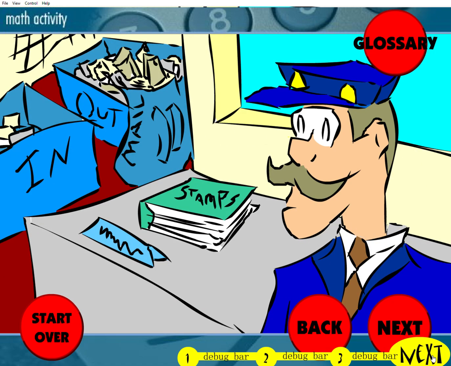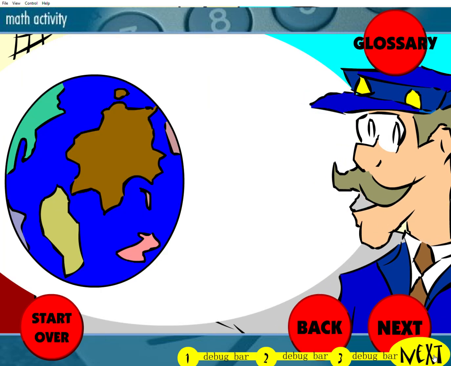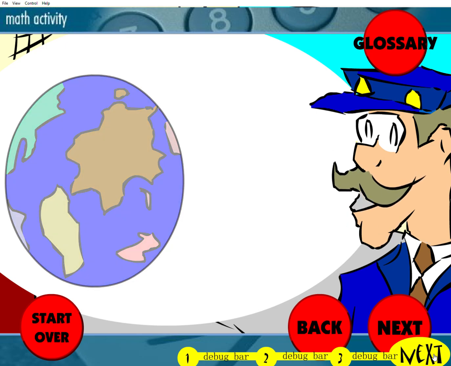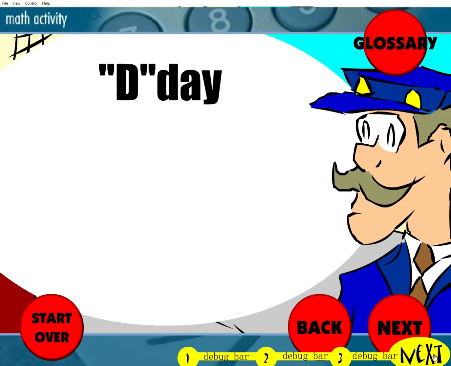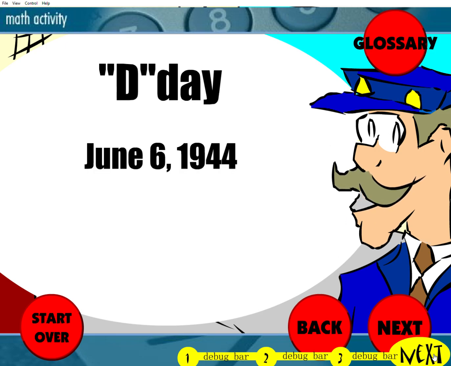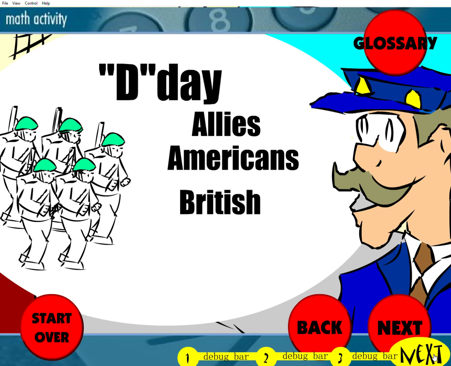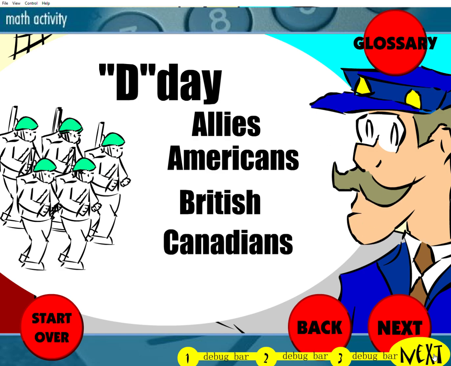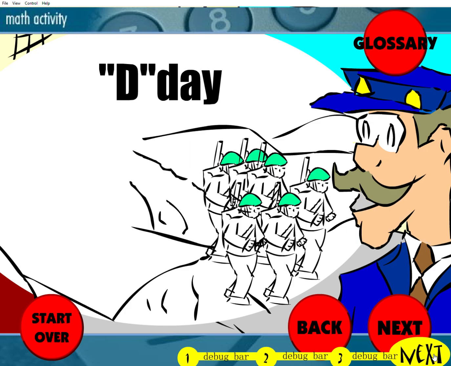Did you know that World War II was a war that involved a large portion of the world? There was one day during that war that was very special to the people in this war. This day is called D-Day. The day was June 6, 1944, when a group of people called the Allies, including the Americans, the British, and the Canadians, landed at Normandy to stop Hitler's armies from killing innocent people.